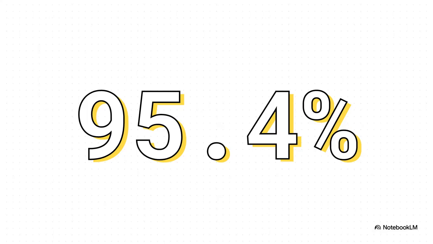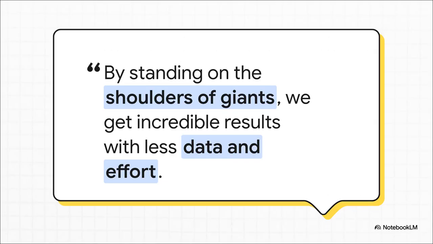So, after all that, what was the result? The payoff for our strategy? We achieved a 95.4% accuracy on our test images. And that is an absolutely fantastic score, especially considering we did it with a tiny fraction of the data and computing power we would have needed to start from scratch. It really all boils down to this. By standing on the shoulders of giants, we got these incredible results with way less data and way less effort. And that is the power of transfer learning.